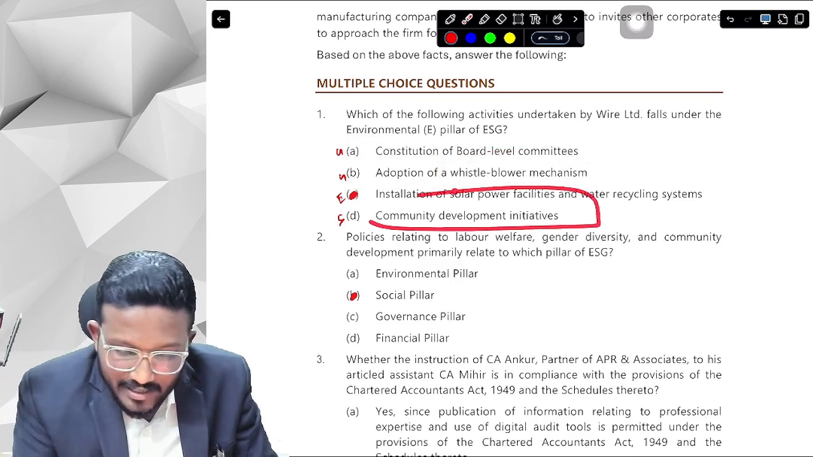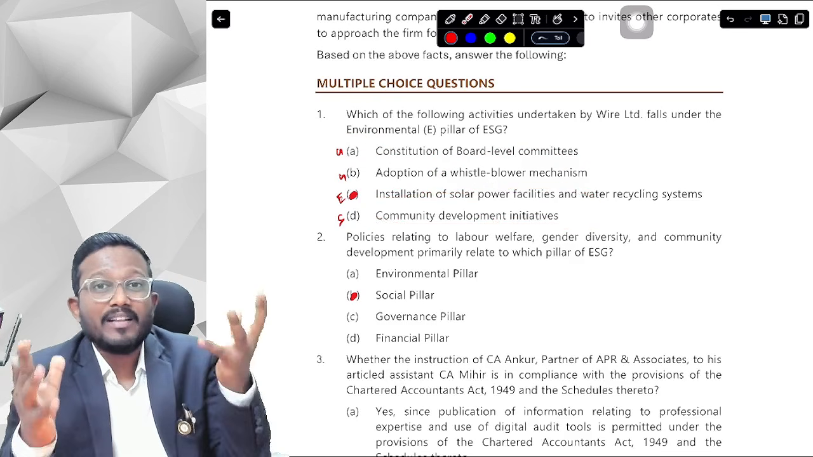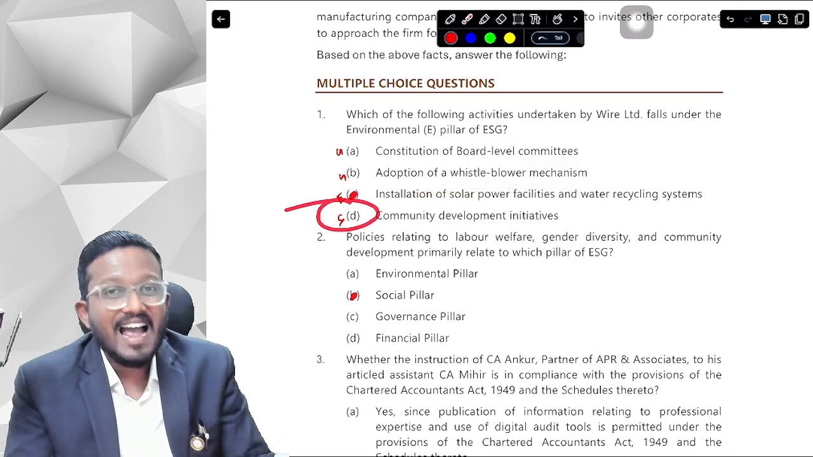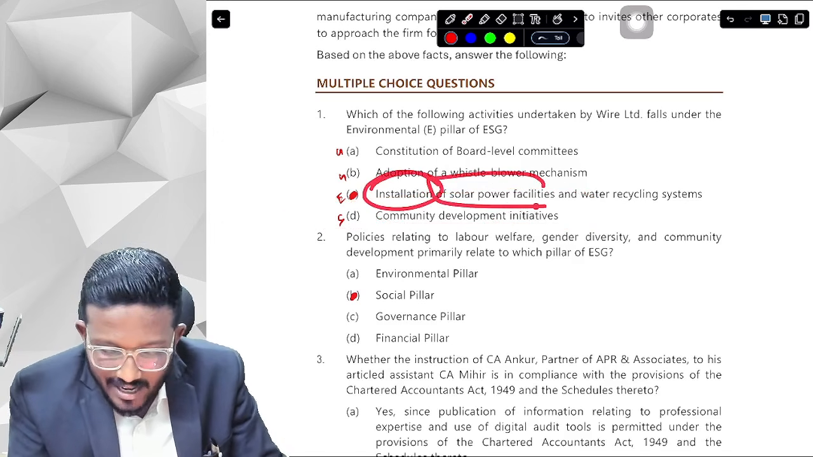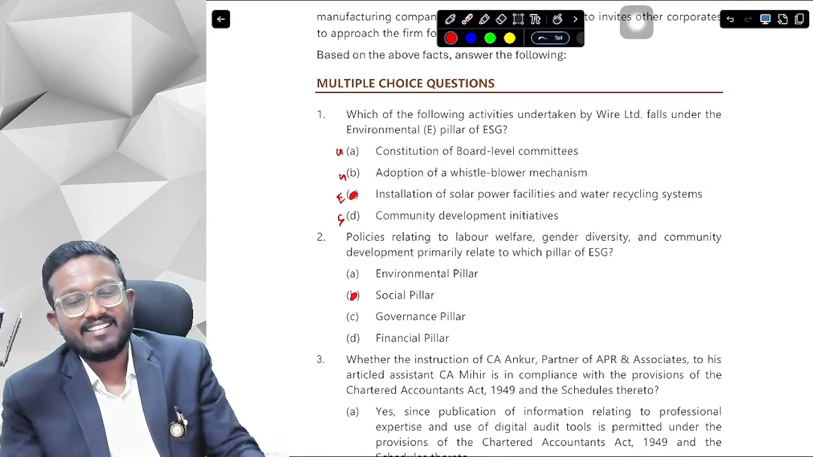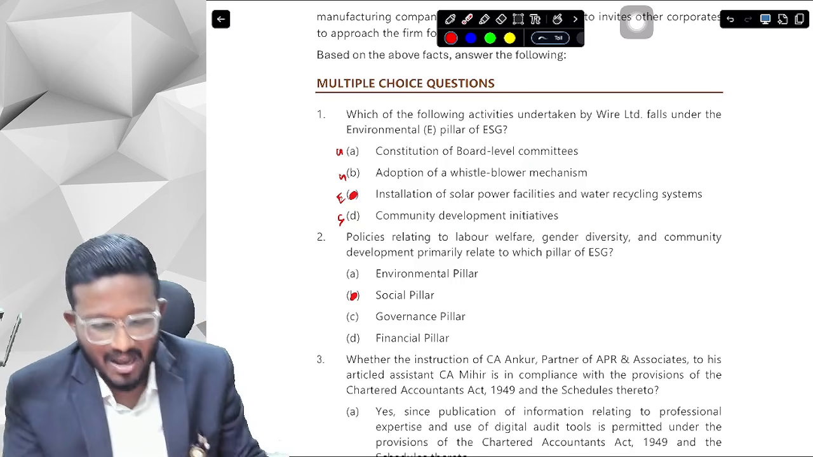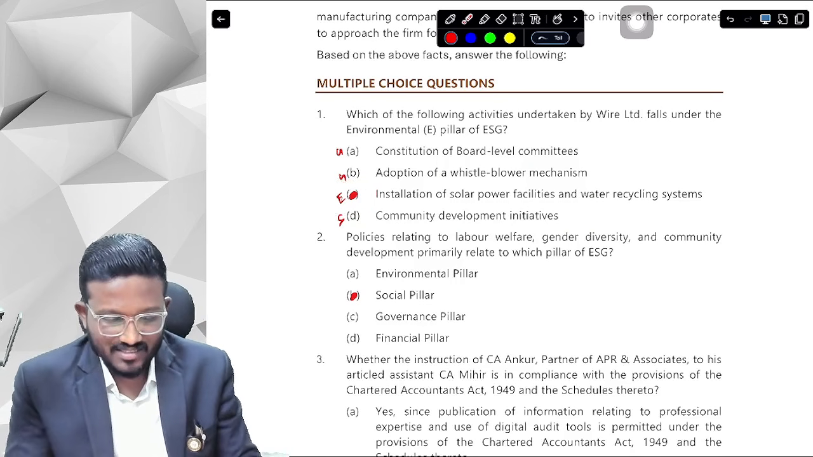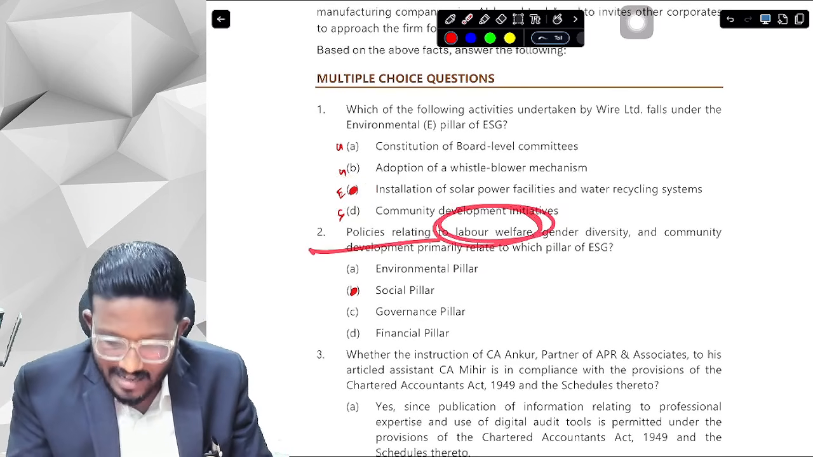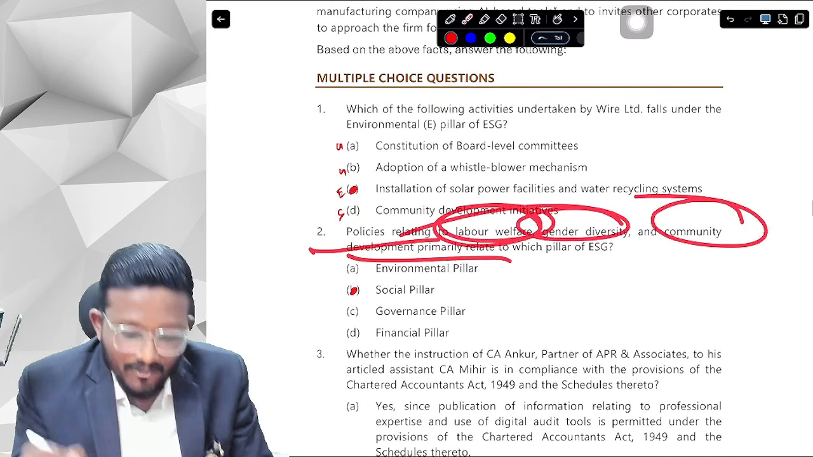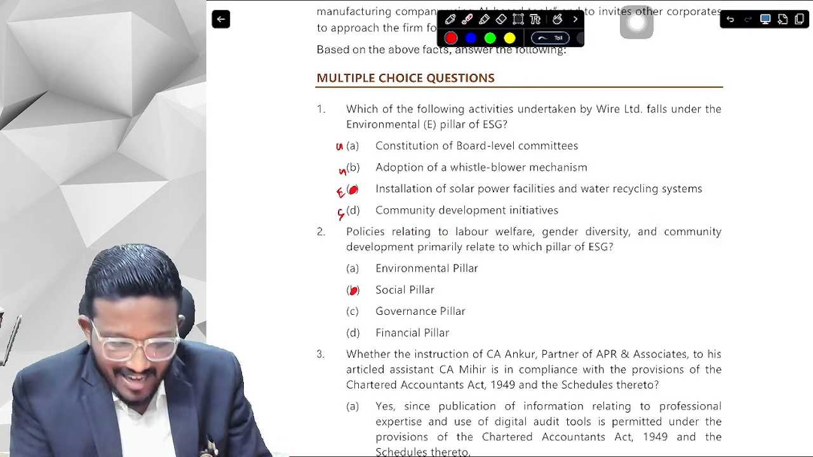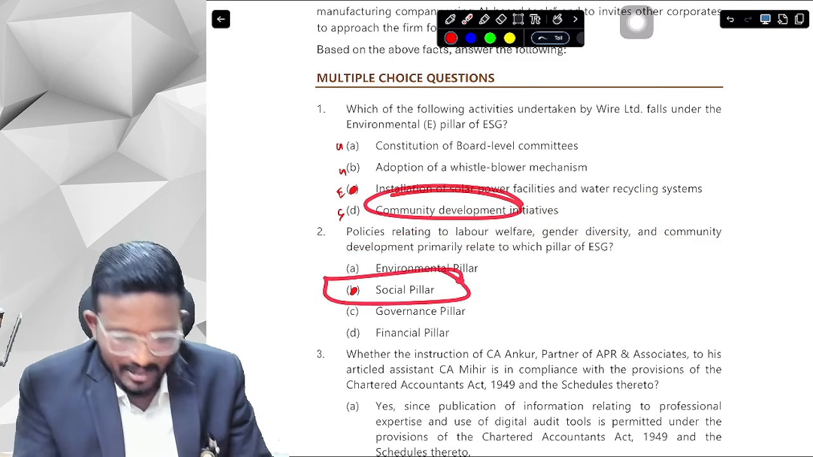Next is community development initiatives. So you are developing the community, which means that is social. And last is installation of solar power facilities and water recycling systems, means you are concerned with environment, that is environment. Okay, yes sir. Next, policies relating to labor welfare, gender diversity, community development primarily relate to which pillar, sir? We have already discussed community development, that relates to the social pillar.